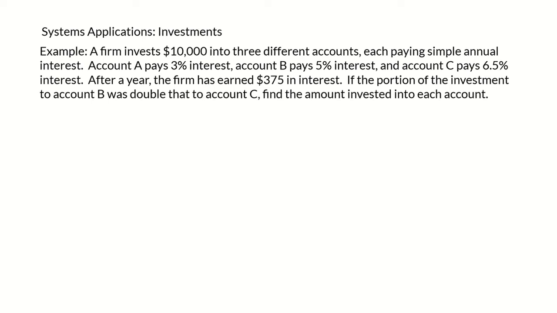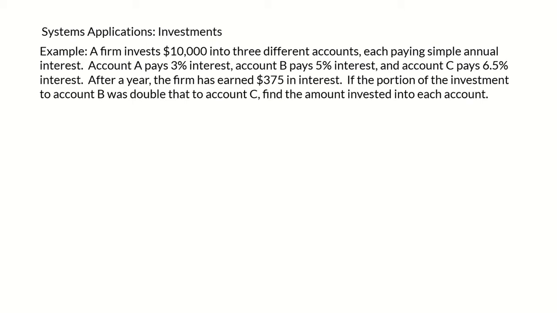One example of an application of systems of equations is investments. Now, a firm invests $10,000 into 3 different accounts, each paying simple annual interest, with account A paying 3%, B paying 5%, C paying 6.5%. After 1 year, the firm has earned $375 interest, and if the portion of the investment to account B was double that to account C, find the amount that was invested into each account.